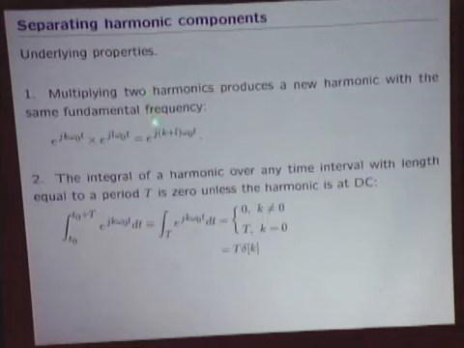That's a simple property of the product of two exponentials: you add the exponents. Okay? So that makes it very easy to think about harmonic structure, because there's a simple relationship for generating one harmonic signal in time from another harmonic signal in time.